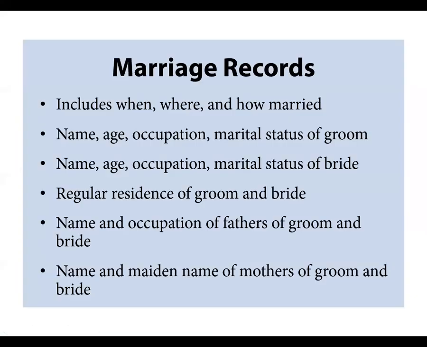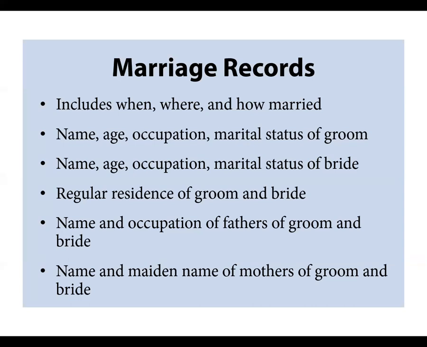Marriage records. These will include the when, where, and how married. Were they married by a justice of the peace? Were they married by a minister? The name, the age, and occupation of the marital status of the groom will be given, as well as that of the bride. The regular residence of the groom and bride at time of marriage.